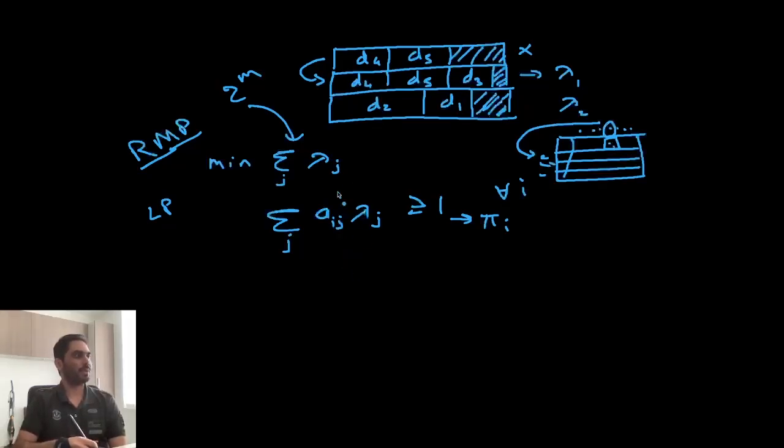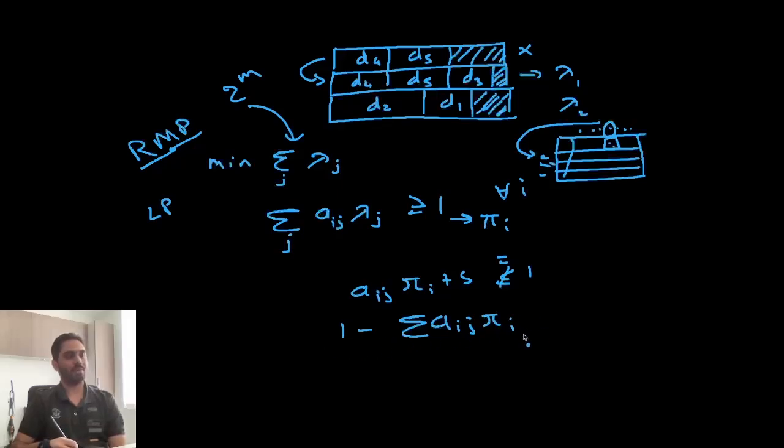So this dual constraint for this lambda j variable will be like sum of aij times pi i, where these pi i are my dual variables and these aij are coefficients, less than or equal to 1. If I have a slack variable, I can convert this into an equality, and if I put all of this on the other side, then my reduced cost expression becomes 1 minus sigma aij pi i. That's the formula for my reduced cost.